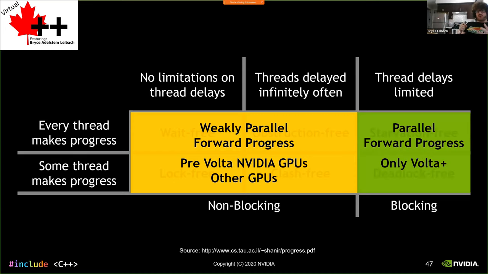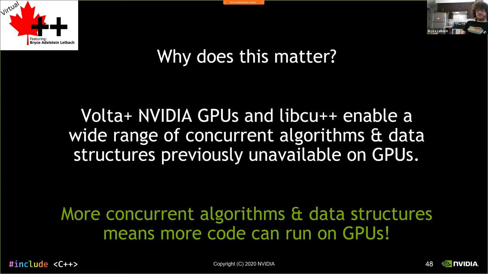Now, on Volta and newer NVIDIA GPUs, you have parallel forward progress guarantees. And this means that you can use any type of concurrent algorithm that you could possibly think of. So any type of concurrent primitive that you could write on a CPU, you could also write on a modern NVIDIA GPU. The reason this is important is that this opens up whole new realms of applications that can run on our GPUs, because more concurrent algorithms and data structures means it's more feasible for you to just take your code and port it to run on a GPU.